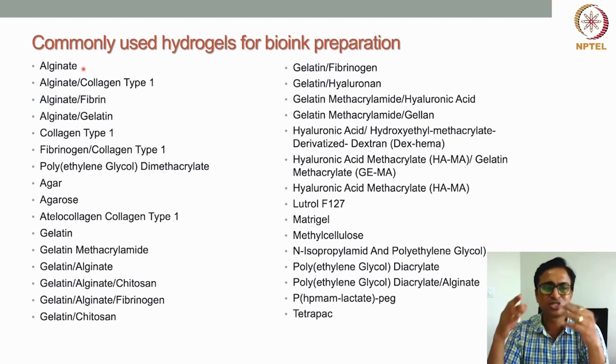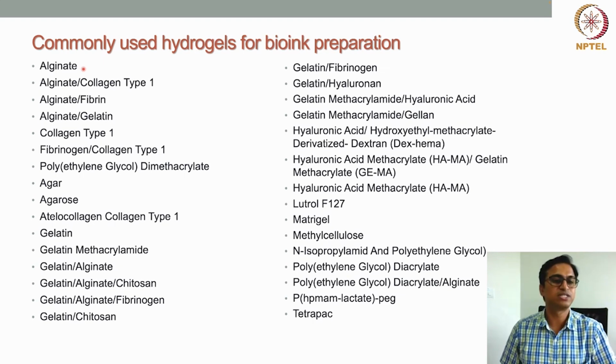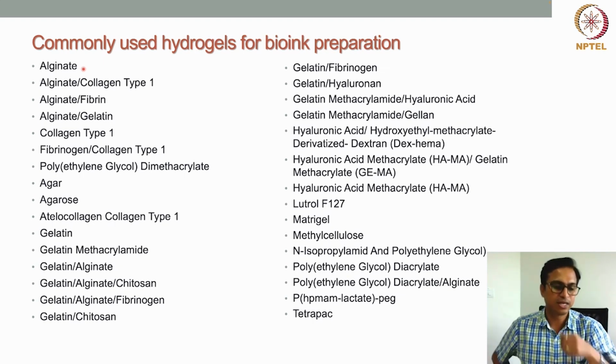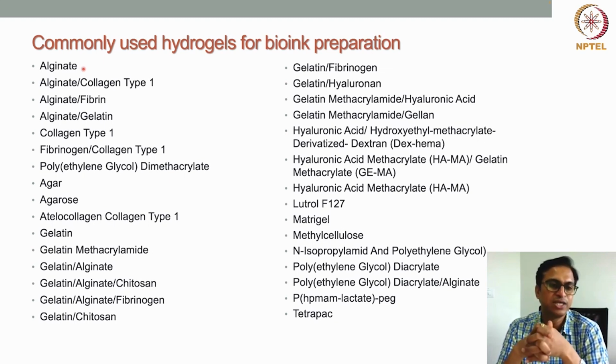So there are different bioactive materials like collagen type 1, fibrin, gelatin, which are combined with alginate to develop a multimaterial composite bioink. Like alginate has been combined with collagen type 1, so the cellular response improves further. Alginate is also combined with fibrin, gelatin, and then the cellular response is far superior to the alginate-only bioink.